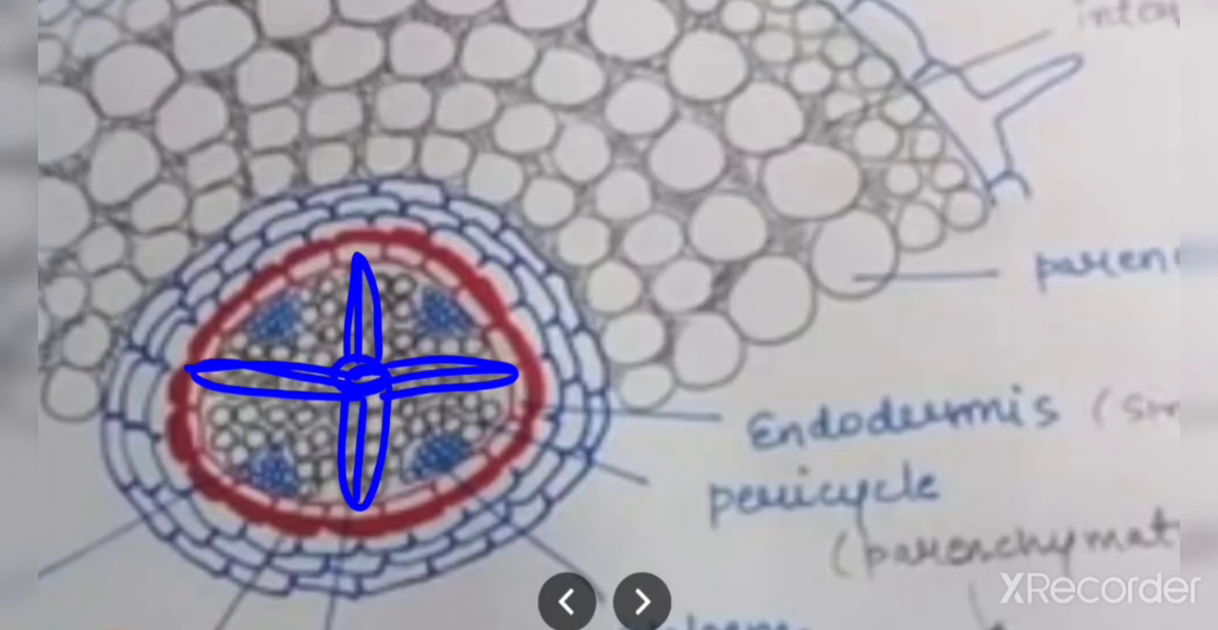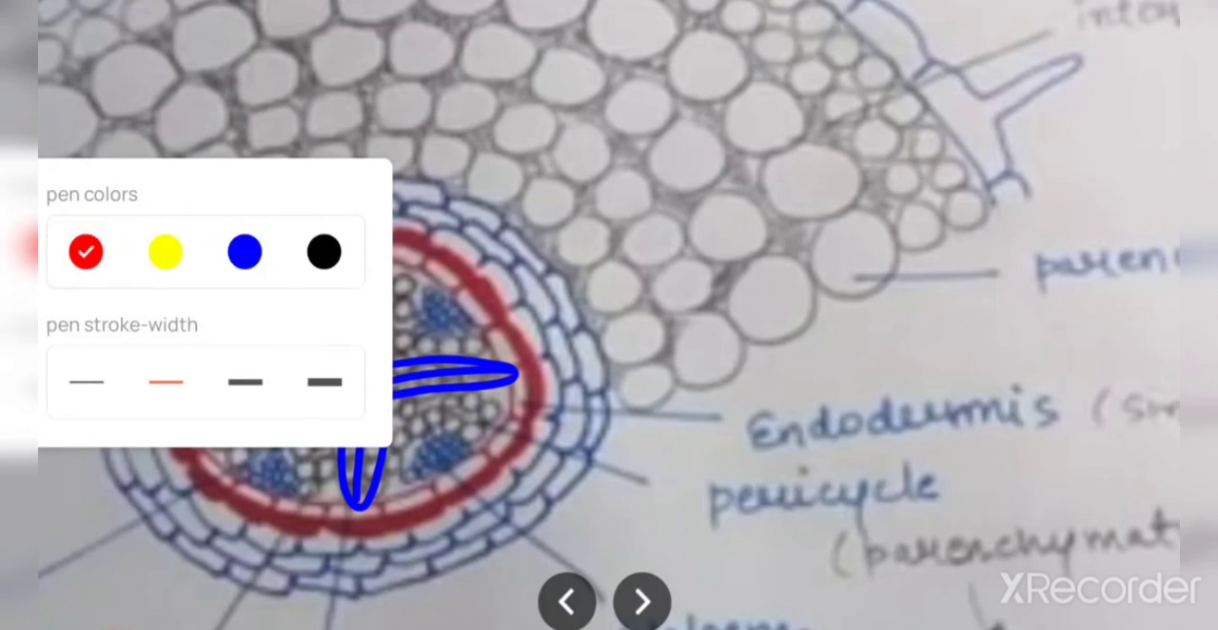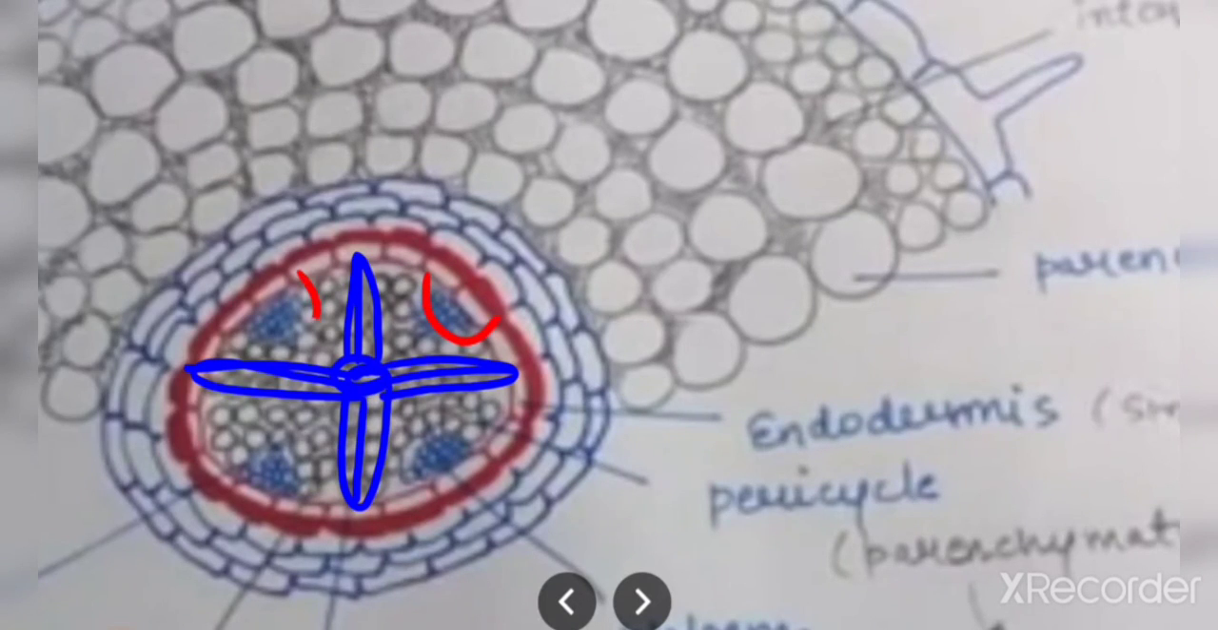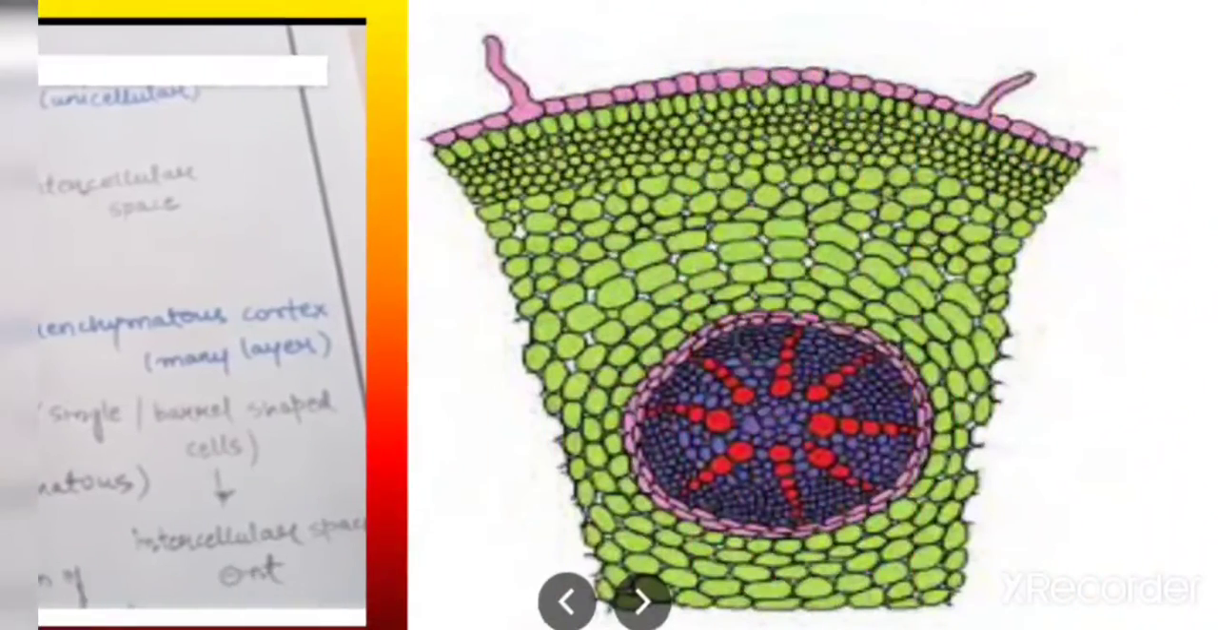So where are the phloem parts? The phloem is present as patches in between the xylem, like this. These are all the phloem tissues. So which arrangement is this? That represents radial arrangement of vascular bundles. Now it has become really simple.